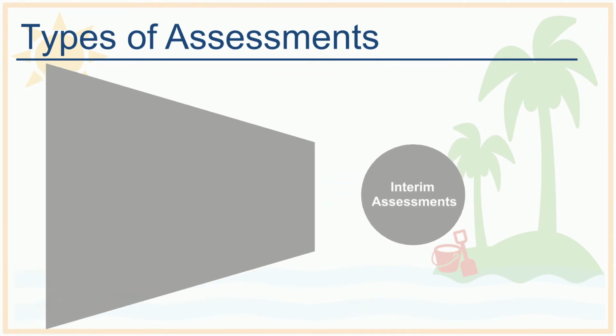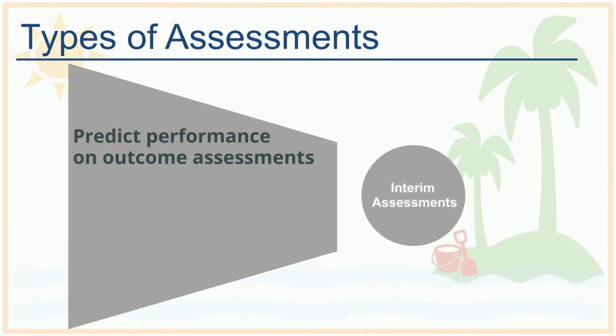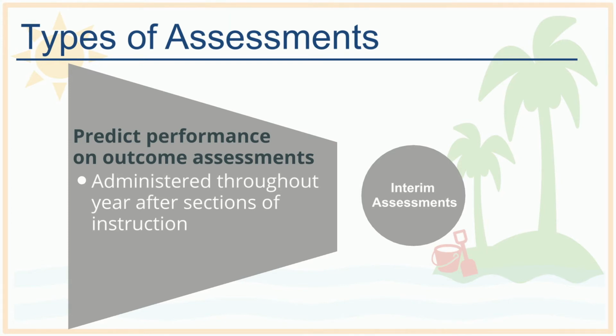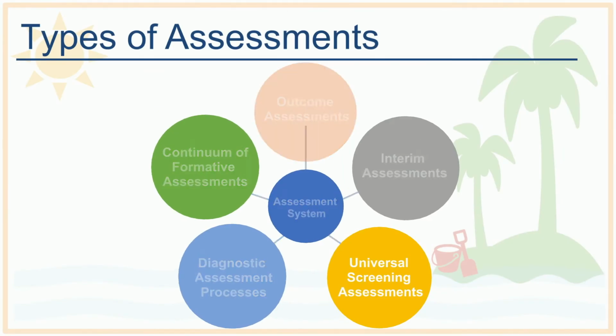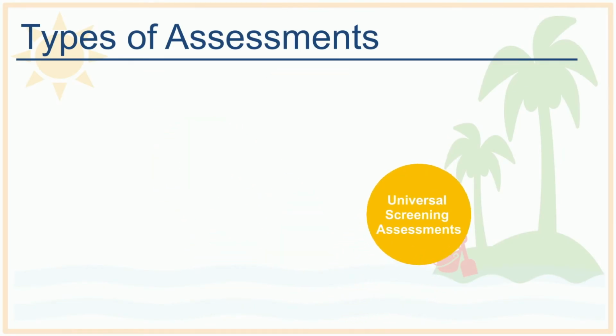Unlike outcome assessments, interim assessments occur more frequently and throughout the year. We use interim assessments to determine if students are on track to meet outcome goals. This type of assessment occurs after chunks or sections of instruction and are administered 3 to 4 times per year or course. Next, we have universal screening assessments.